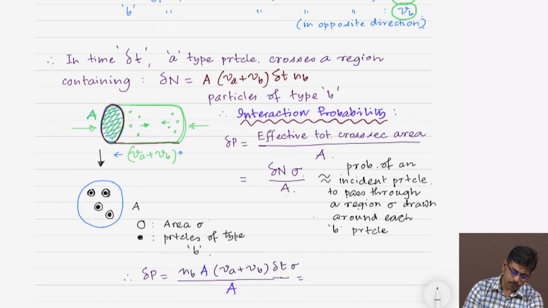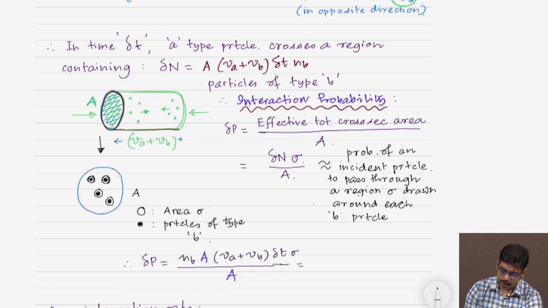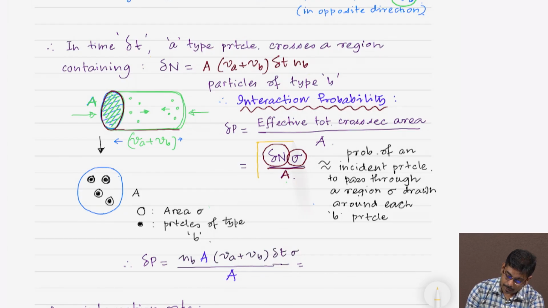So, the delta P, the interaction probability, will be the effective total cross section area divided by A. Now, how should I define it? This should be the number of particles that A faces of type B, which is defined by delta n, into the typical definition of the cross section of this process, sigma, divided by the area A. So, this will be the definition of the delta P, or the interaction probability.